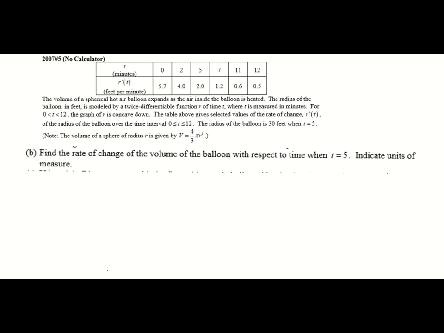By the way, I forgot to mention the scoring on part A. Part A was worth 2 points, 1 point for the answer 30.8, and 1 point for saying concave down, because the estimate was greater because it was concave down. So 2 points there. This part is worth 3 points. They give you 2 points for figuring out what dV/dt is, and then 1 point for the answer.